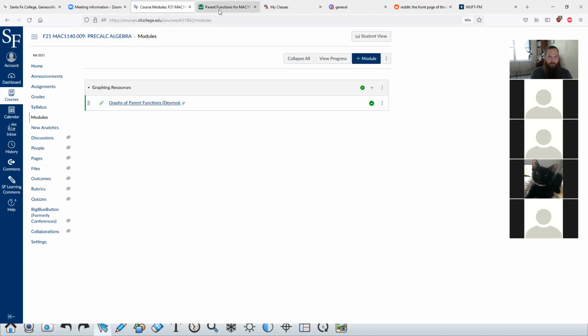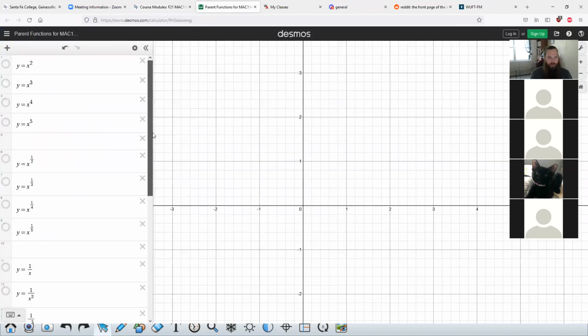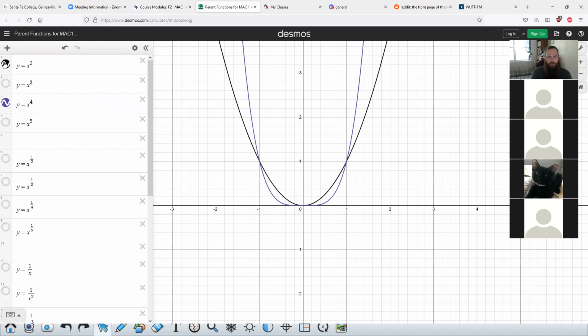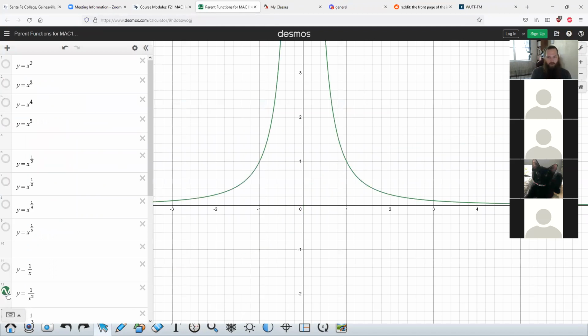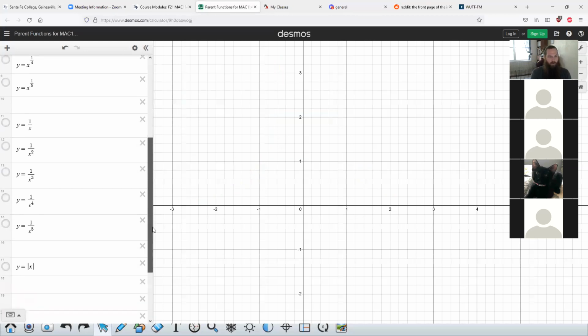These are graphs of parent functions in Desmos. This is a Desmos graph that I've saved where you can come in and go, oh, I forget what the graph of x cubed looks like. There it is. Just click right here and that graph will show up or go away. You can toggle it on and off. Or I forget what the graph of x to the 4 looks like. Oh, it looks like x squared, but it's a little flatter on the bottom. Okay. I forget what the graph of the cube root of x looks like. Well, there it is. Or 1 over x squared. There it is.